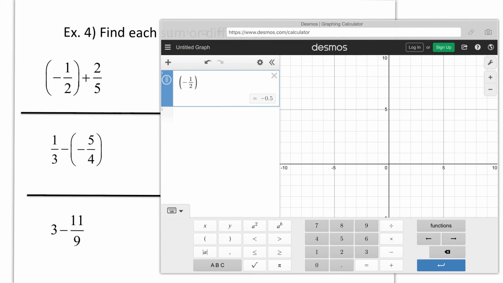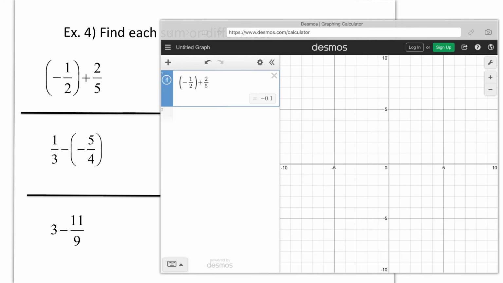I put the plus right there. 2 divided by 5. It's a decimal, but I'm going to make it into a fraction. So my fraction is negative 1/10. So this equals negative 1/10. Notice that my denominators right now are 2 and 5, but the lowest common denominator is 10. So this is my answer. You can use Desmos to help you find the answer.